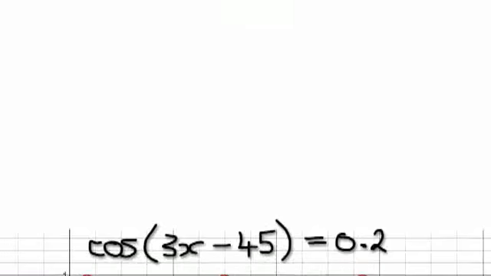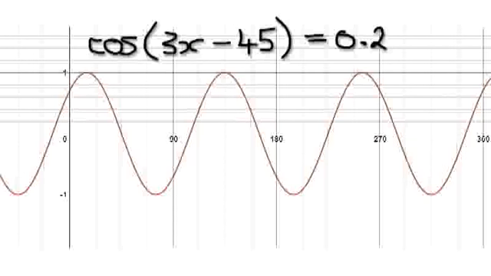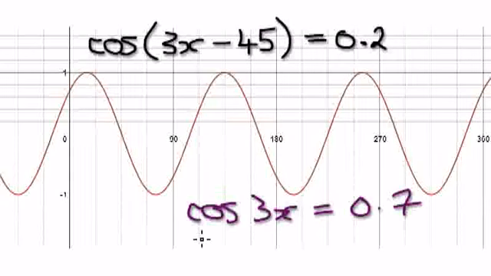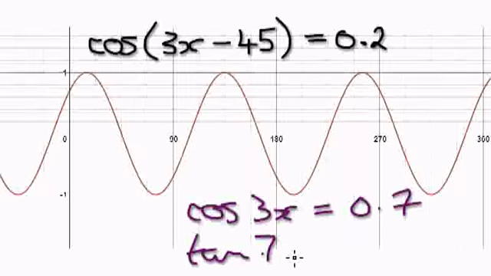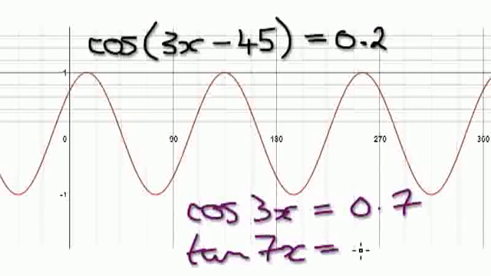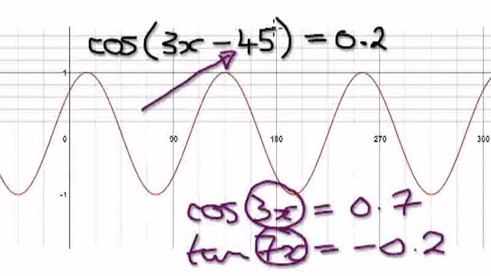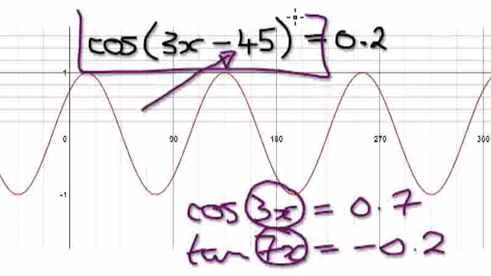In all the videos so far, I've shown you how to solve something like cos 3x equals, let's say, 0.7, or tan 7x equals negative 0.2. You see, all these are nice and simple here. Now I'm going to give it a horizontal shift. So now I'm going to show you how to solve this here.